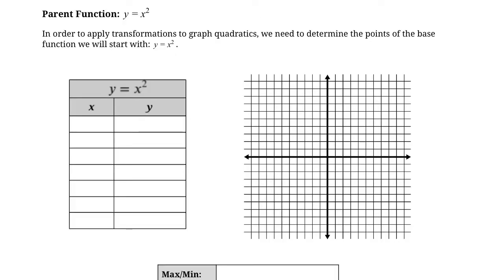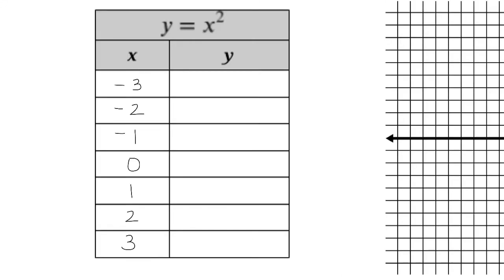Before we begin our discussion about transformations, we need to determine the points of our base function, and we are starting with the function y = x². So we're going to start by creating a table of values for our parent equation, and I've gone ahead and filled in the x column of my table of values with some pre-chosen values. So I've chosen to focus on a range of values from -3 to +3. You can choose any values you want, really, but these are typically the range of numbers that we pick for highlighting or showcasing the points on our parent function, y = x².